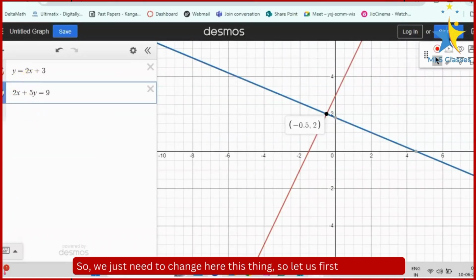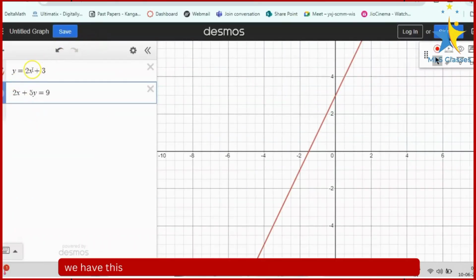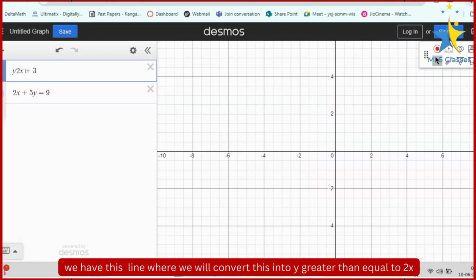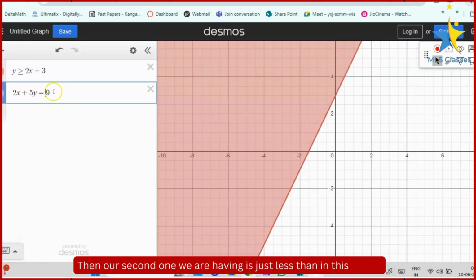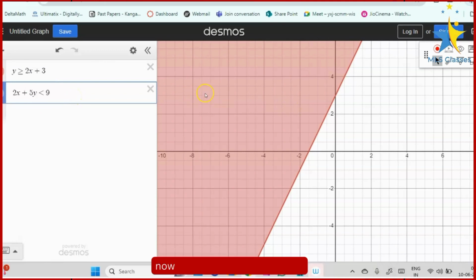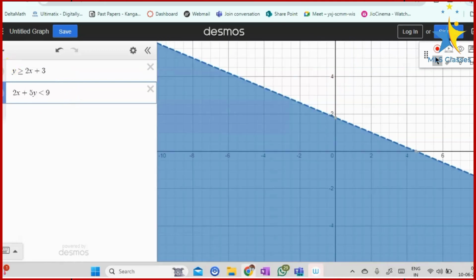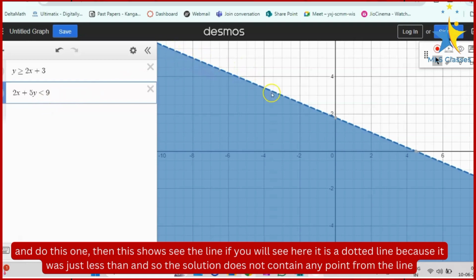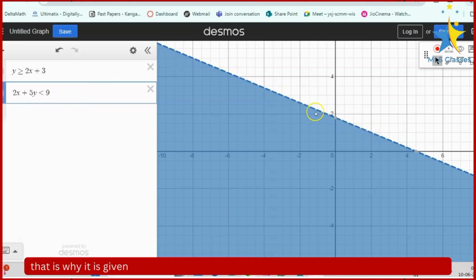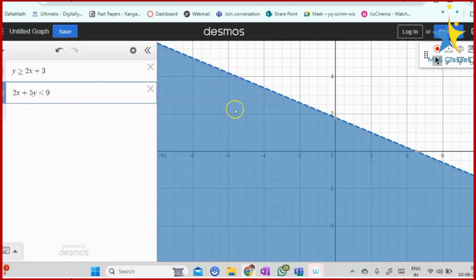We just need to change this thing. Let's first remove this. We will convert this line into y greater than or equal to 2x plus 3. Then you can see this is representing the entire left side of the line. Our second one is just less than in this place. Now let's remove the first one and do this one. Then this shows, see the line, it is a dotted line because it was just less than, so the solution does not contain any point from the line. That's why it is given in a dotted form. So the entire region below the line shows the solution of this graph.